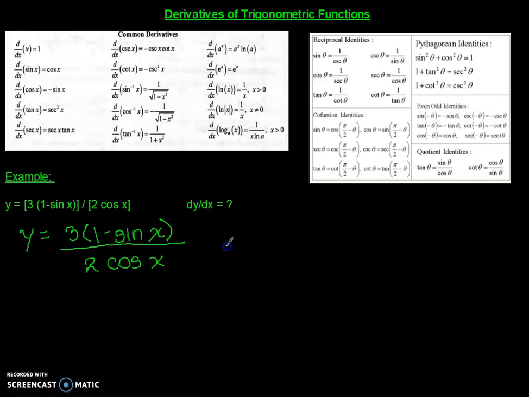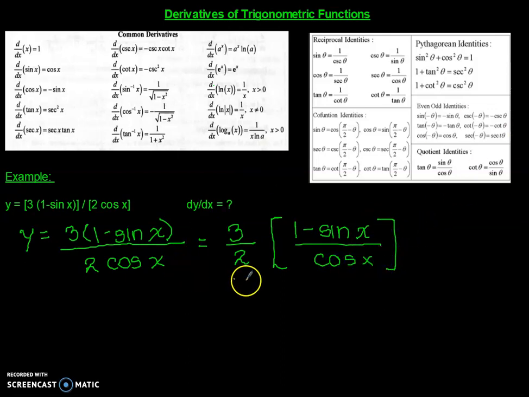So what I'm going to do is, and you don't have to, it's just to keep things a bit simpler when you're deriving everything, I'm going to put the 3 over 2 outside, and I am only going to find the derivative using the quotient rule for 1 minus sine of x over cosine of x. And then when I'm done, I'll bring down the 3 over 2 to the final answer. Just so I don't forget, I'm going to underline it in yellow.